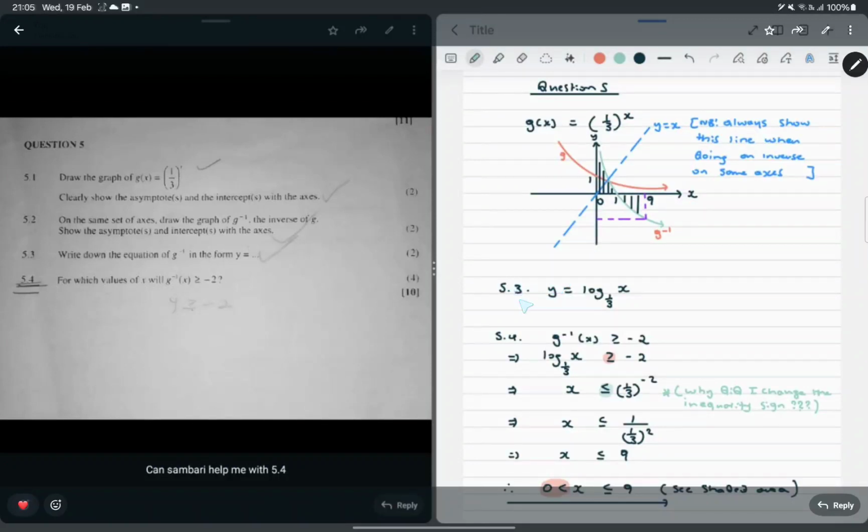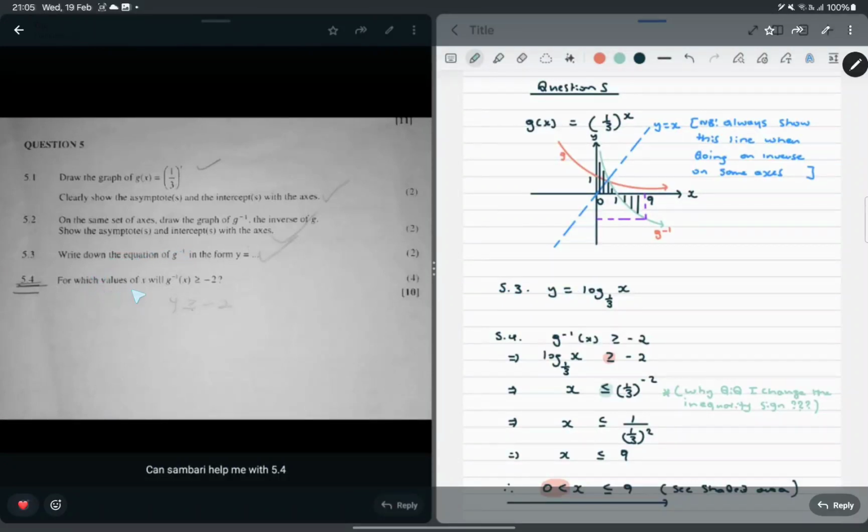Then the next question says, well, we need to write the equation of the inverse in terms of y equals. And of course, we know that the inverse of an exponential function is a logarithmic function. What is the base there? It is still the base here. What is the exponent here? It is the number. Okay, great. So that's how it's done.